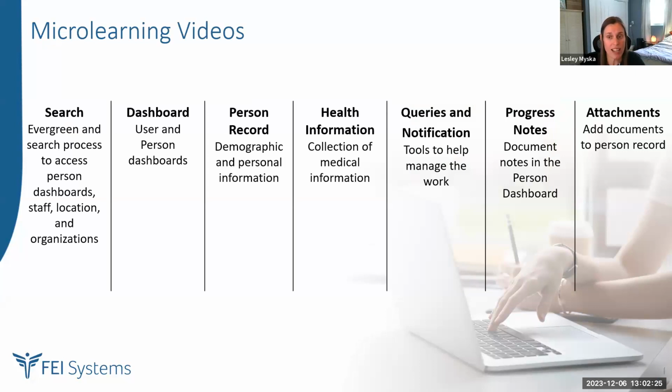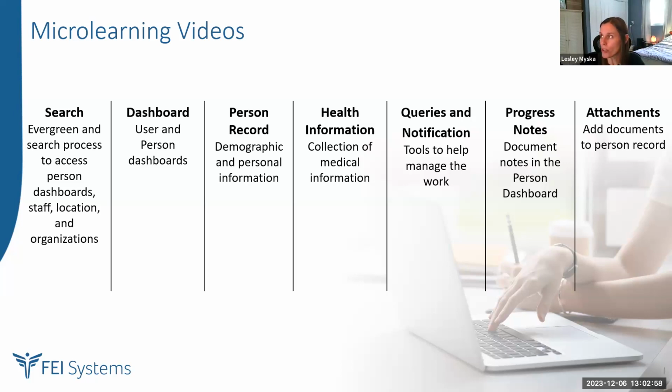These short video clips provide training on the following topics: search, which is an introduction to Evergreen and the search process and how to access person records, staff records, locations, and organizations. The dashboards, which there are two dashboards in Evergreen. One is for the system user, which is you, and the other is for each of the person records. They have their own dashboard. The next topic is the person record itself. This is where all of the demographic and personal information about each person is collected, captured, and maintained.